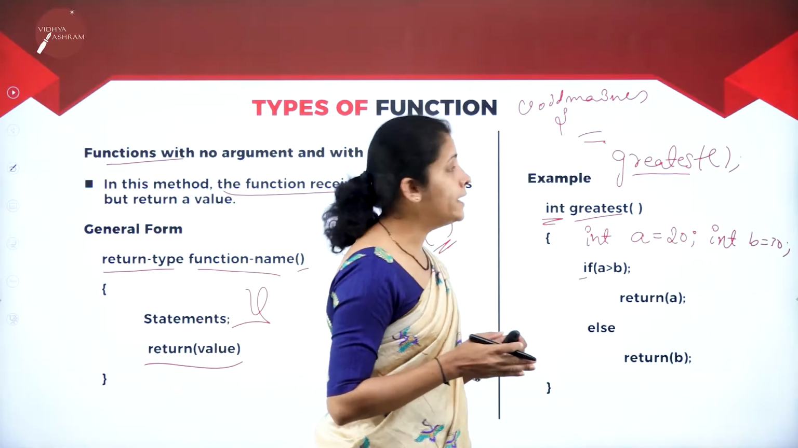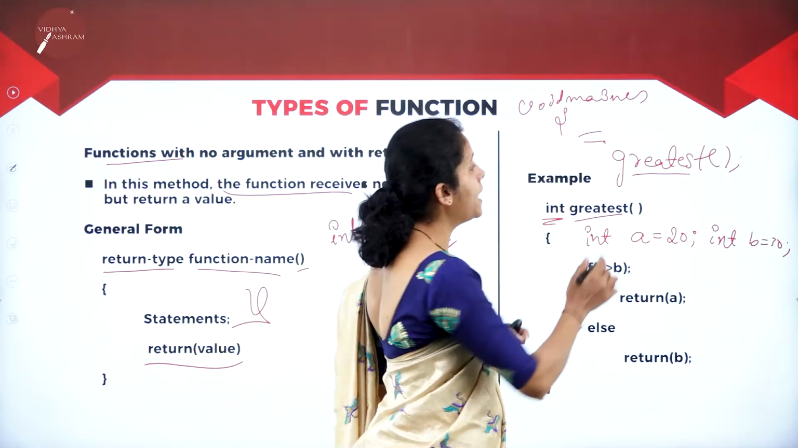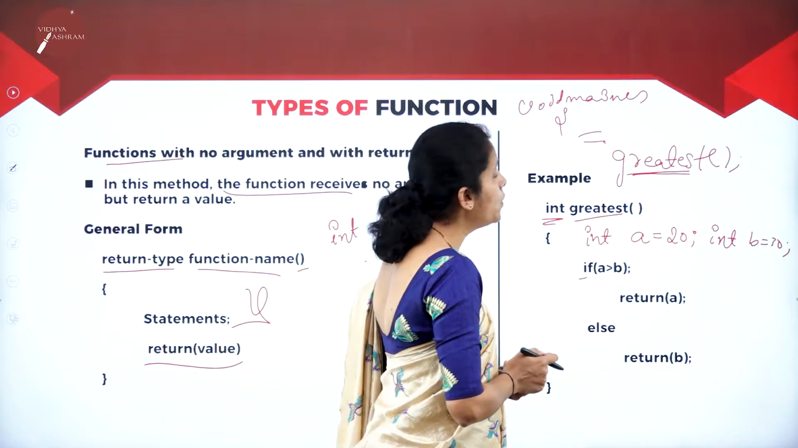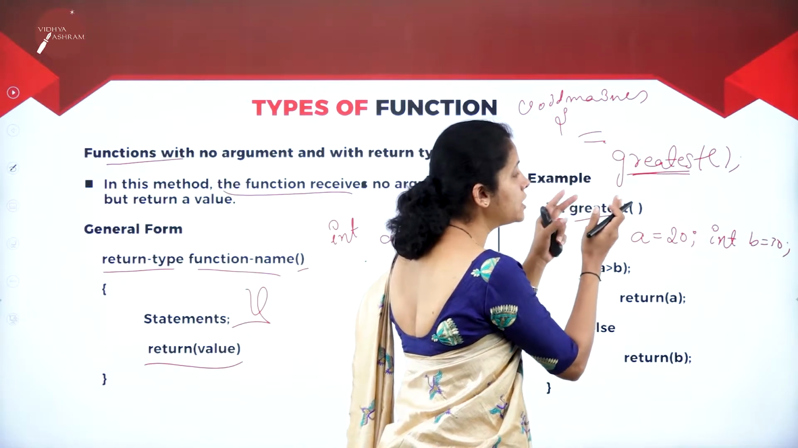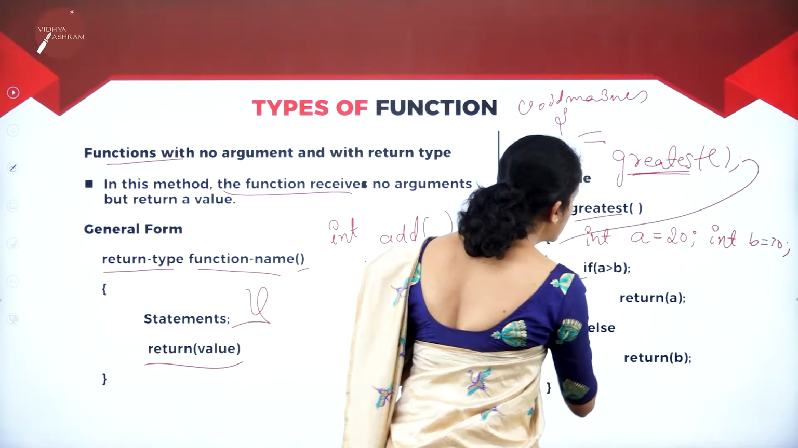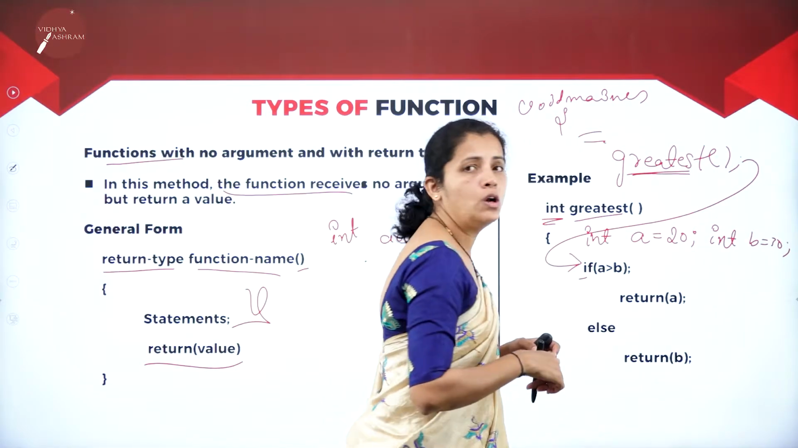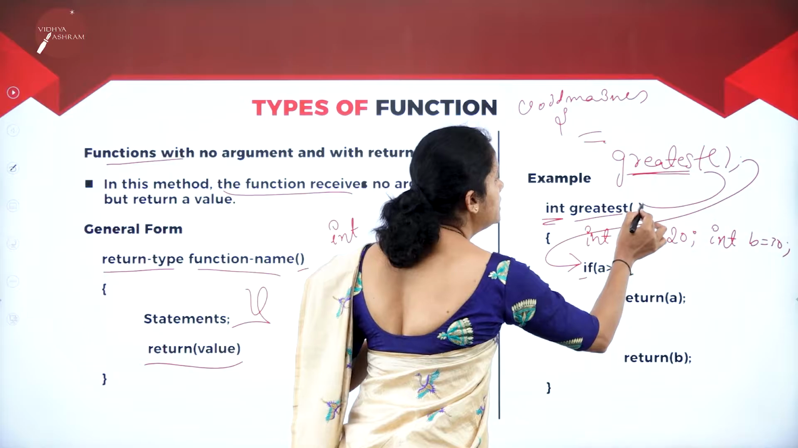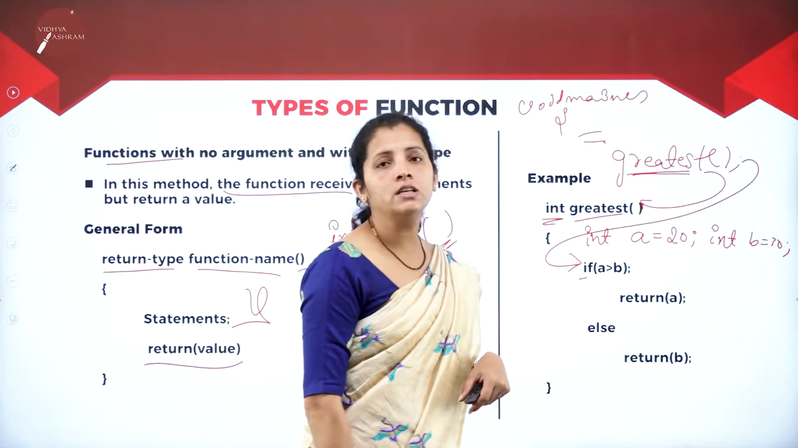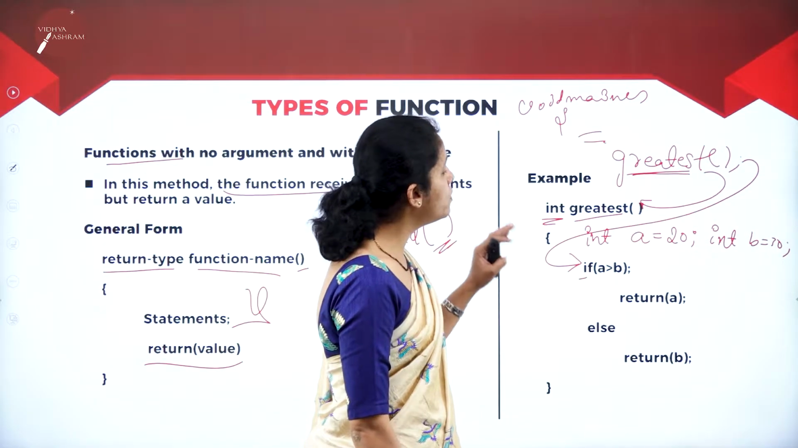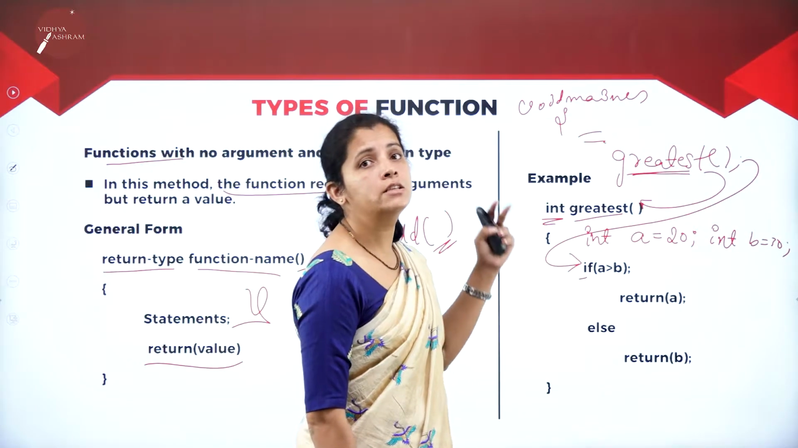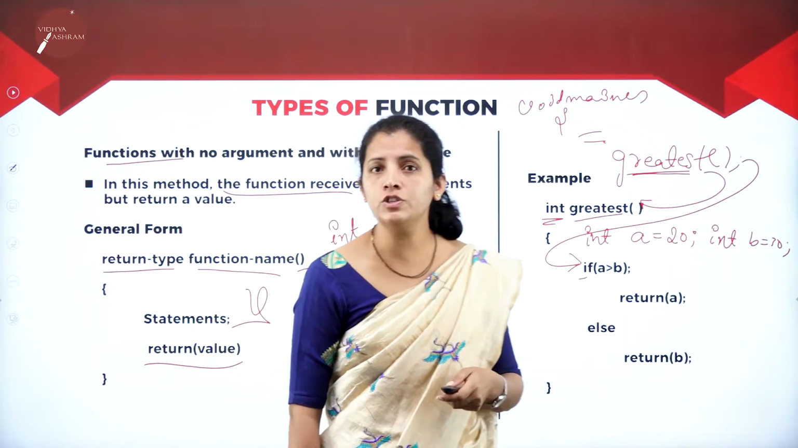So dear student, in my main program, I'm going to call this greatest function, and when I call this greatest function, the control is transferred to the called function. The control is directly transferred to the called function greatest, and it's going to perform all its operations and send the result back to the calling function.